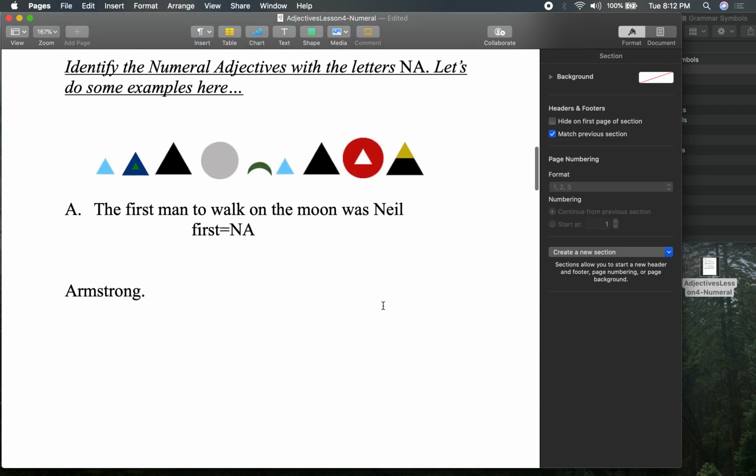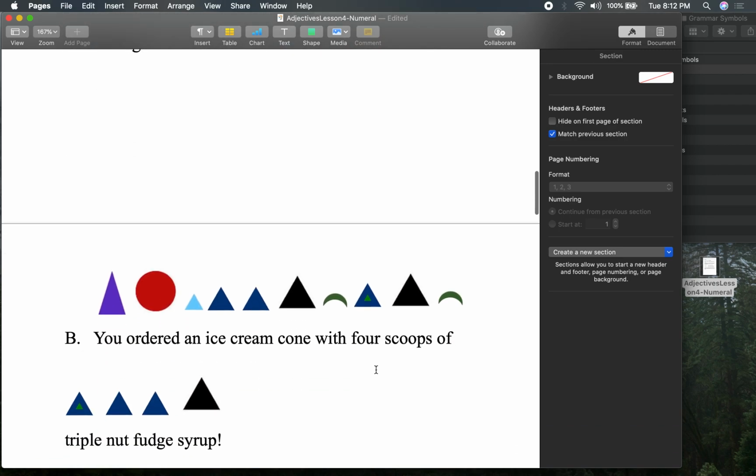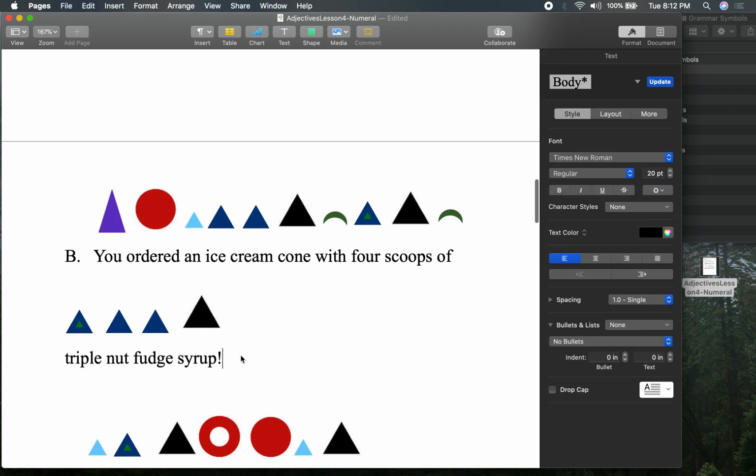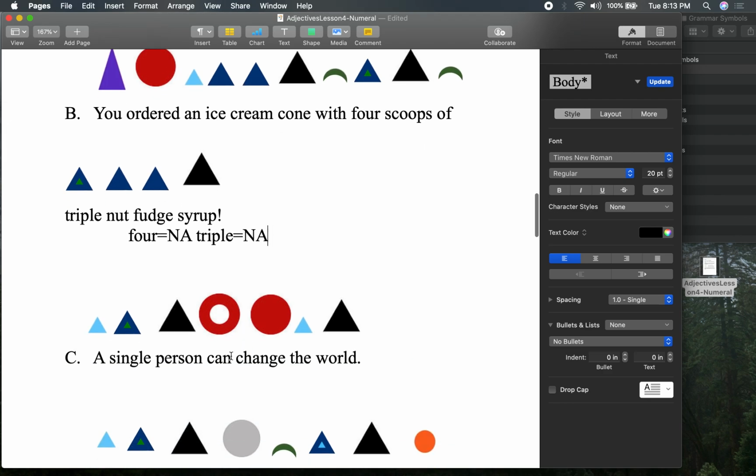Let's go look at all the work we did. So the first man to walk on the moon was Neil Armstrong. First was a numeral adjective. Four, numeral adjective. Triple, numeral adjective. Are there any other special adjectives? I kind of feel bad for the descriptive adjectives because we're not going to label them, and actually, no, I don't feel that bad.